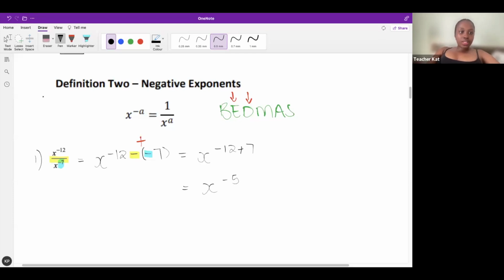Now, always leave these with positive exponents. So I'm going to write again here, positive exponents. So x to the power of negative 5, if I make it a positive exponent, what will be my final answer? Nice, guys. It will be 1 over x to the power of 5.